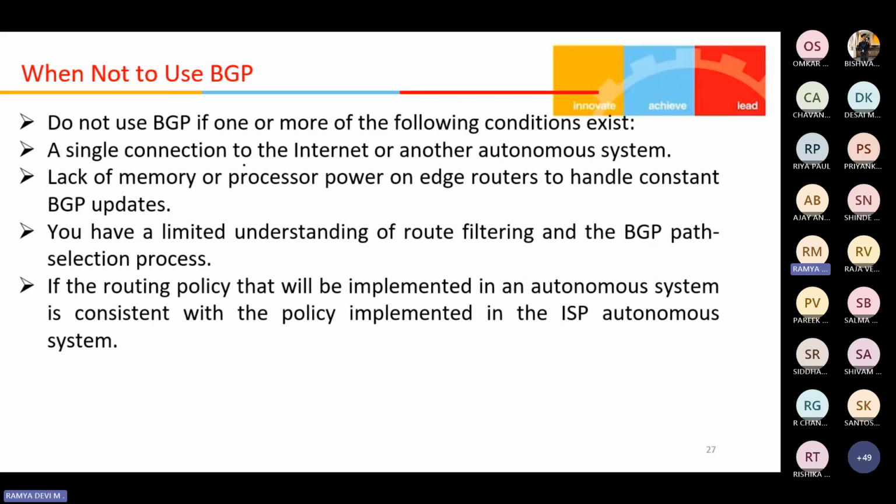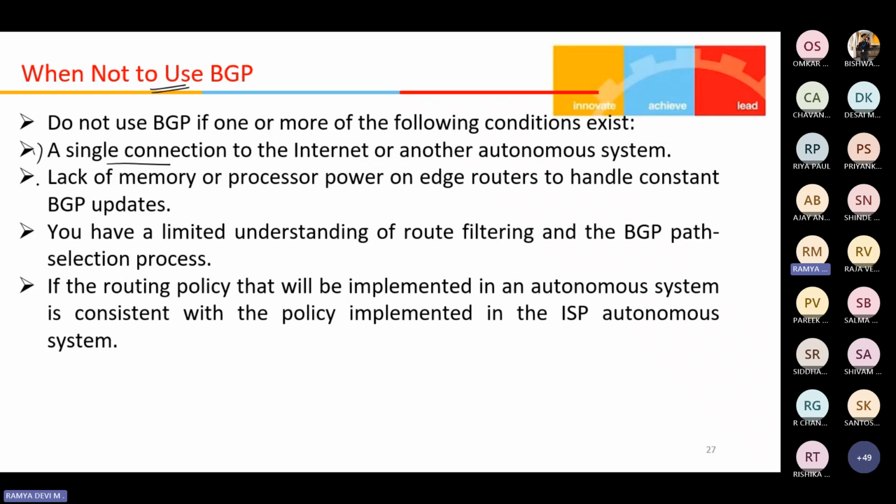When not to use BGP? When you're not supposed to use BGP, in the sense when you want to avoid deploying BGP, is when you have a single internet connection. Just now I told you, a single internet connection or AS connection. You have only one link to the internet, or only one link to another autonomous system. In that case, you can go for static routing, or a default route is simple and more efficient. That is the first case.